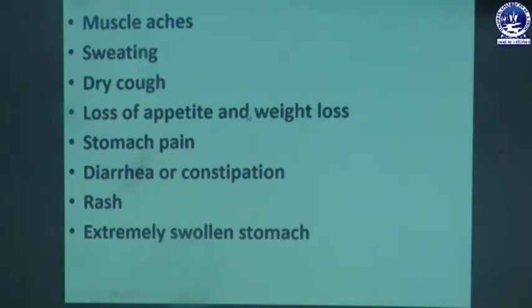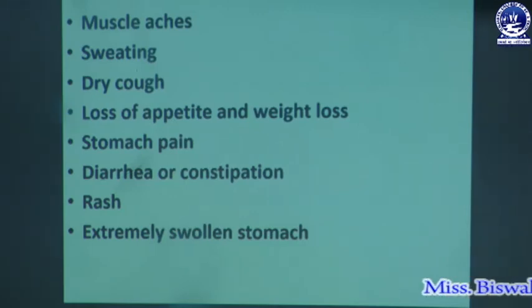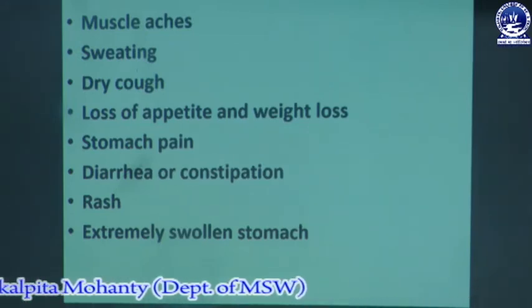When some persons are suffering from muscle pain, when some persons have more sweating and are suffering from dry cough, and some persons do not like to eat, or suddenly have weight loss or loss of appetite, and some persons have stomach pain or body pain, and diarrhea and constipation also, and some persons have rashes, meaning infections outside or skin infection. And when some person's stomach is extremely swollen, then if the person has this type of symptoms, the person is suffering from typhoid.